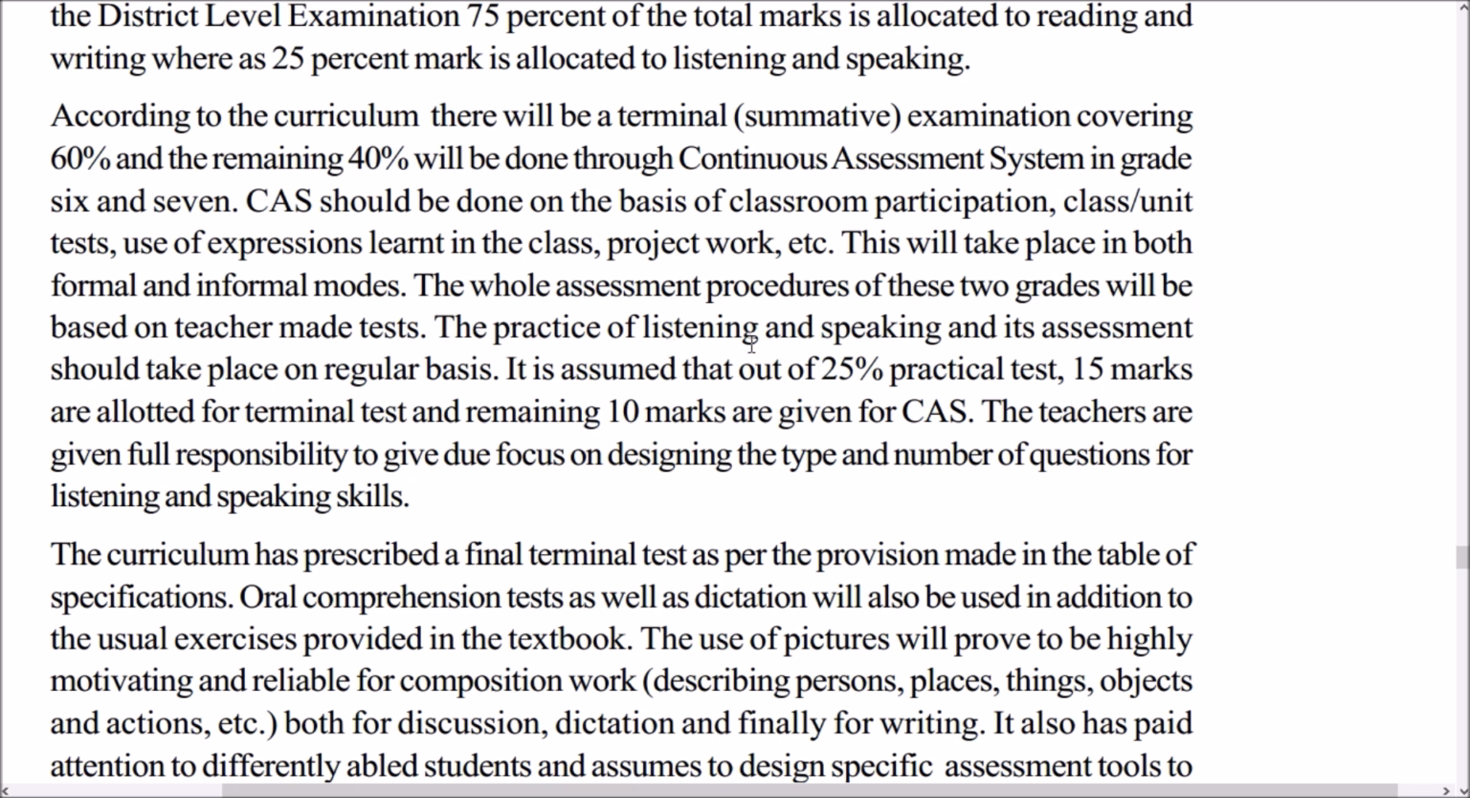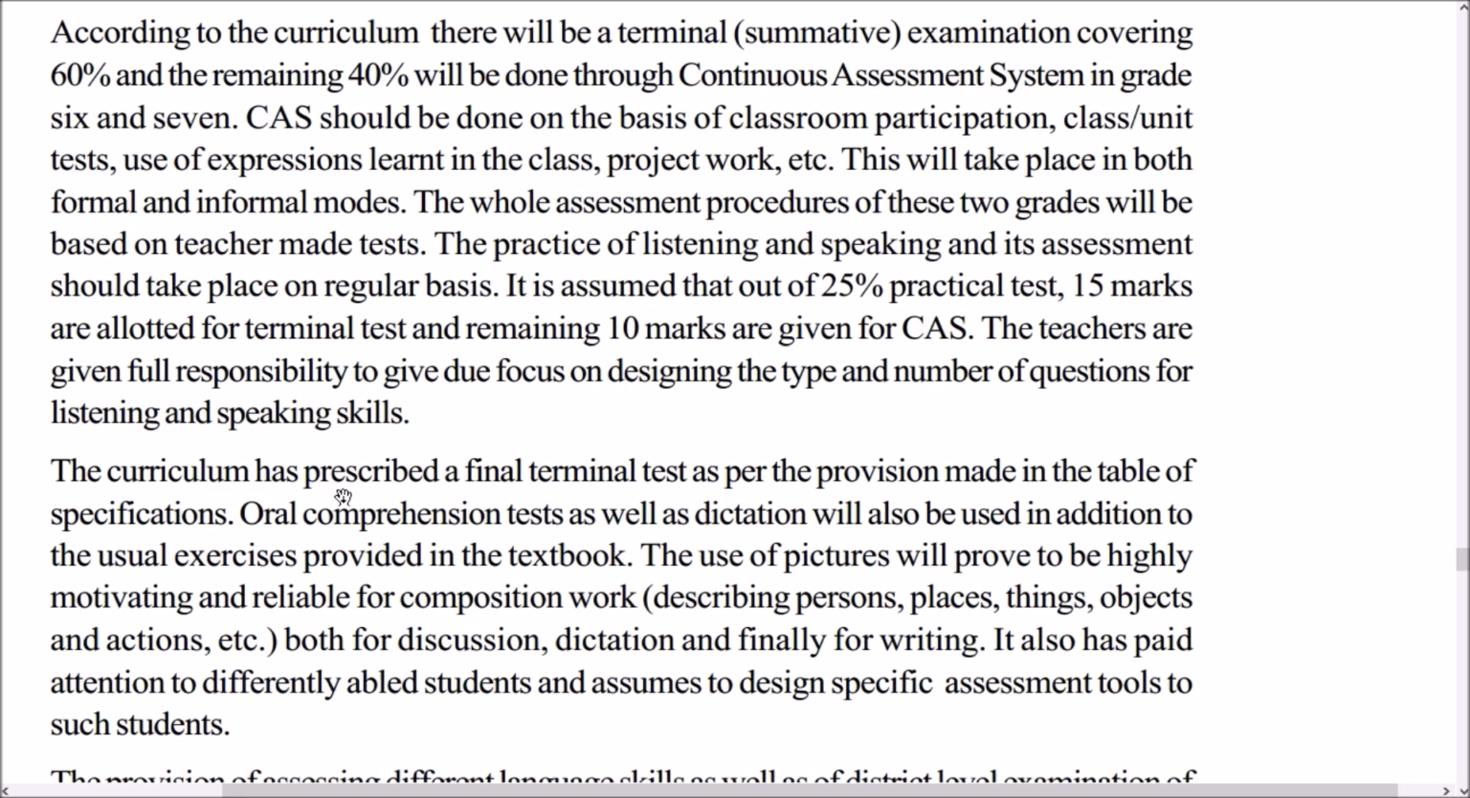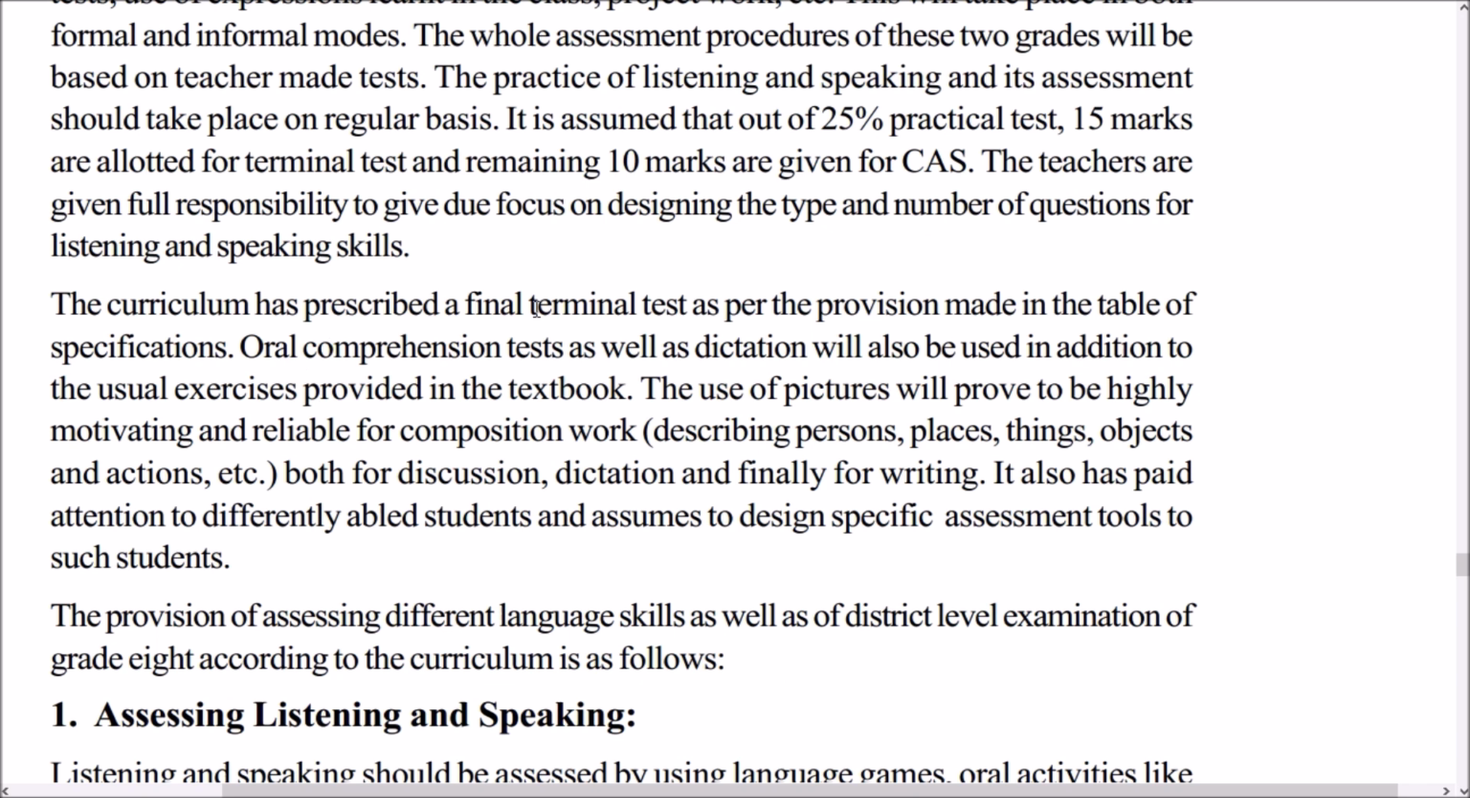The practice of listening and speaking and its assessment should take place on a regular basis. It is assumed that out of 25% practical tests, 15 marks are allocated for terminal tests and the remaining 10% are given for CAS. The teachers are given full responsibility to give due focus on designing the type and number of questions for listening and speaking skills. The curriculum has prescribed a final terminal test as per the provision made in the table of specifications.